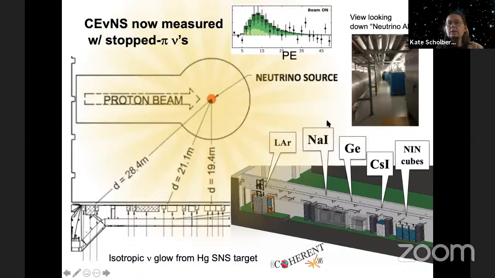And this is where we are. This is at the Spallation Neutron Source in Oak Ridge. And we have an alley, we call it Neutrino Alley, and we have several detectors deployed there. And we have actually measured for the first time the coherent elastic neutrino scattering. And we're actually measuring lots of other things.